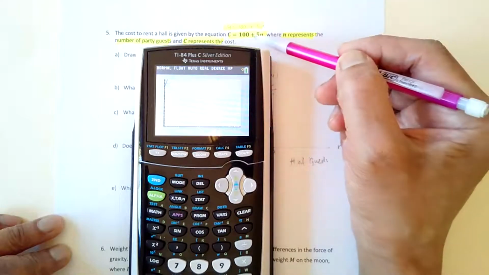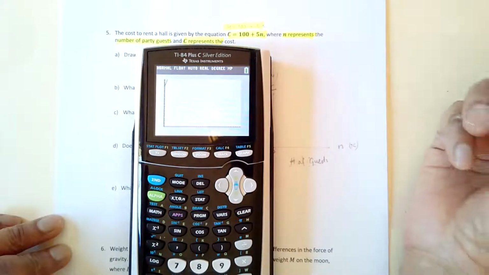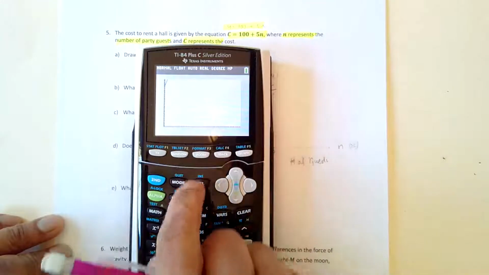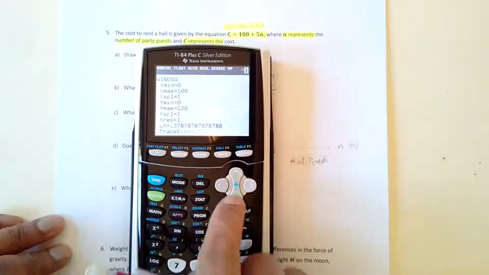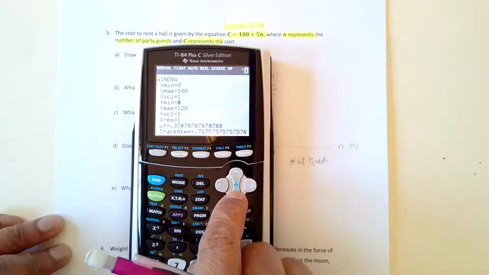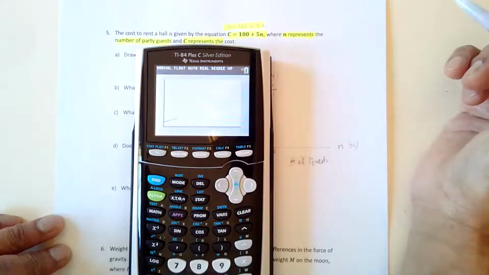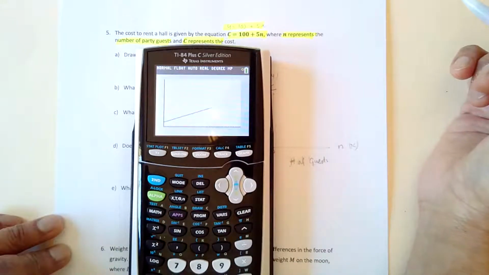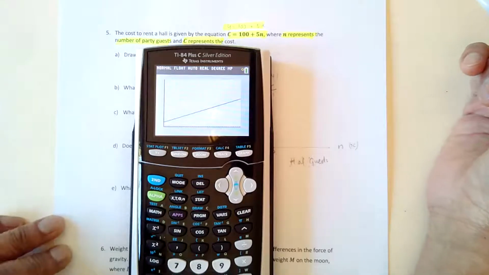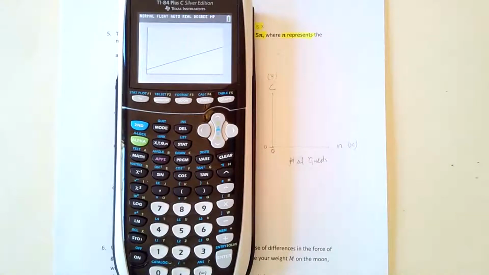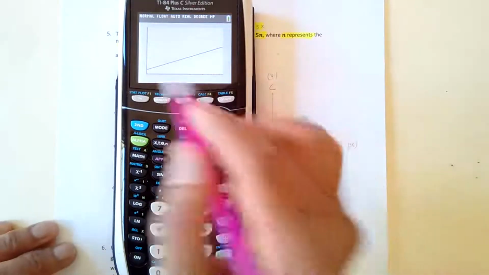So now this is an increasing graph. The previous one we did was decreasing, but now it's increasing. So now I have to increase my y values. I'm going to make that maybe 1,000. There you see a more realistic graph. So be careful. You have to play around with your window.